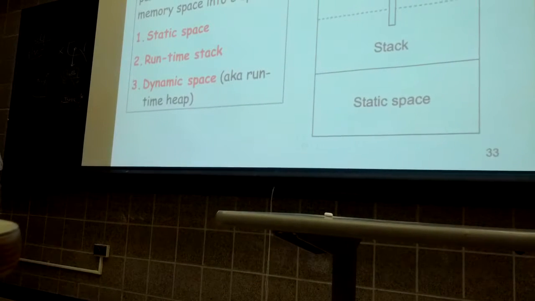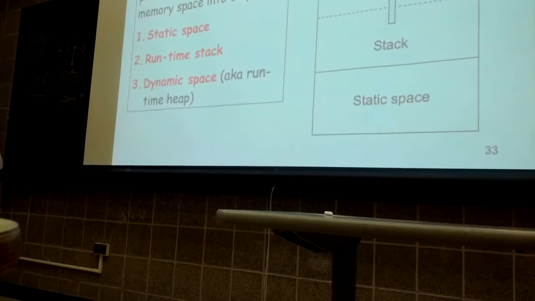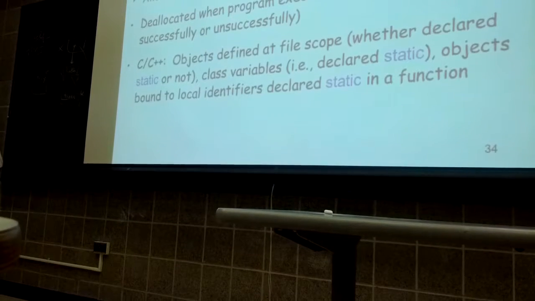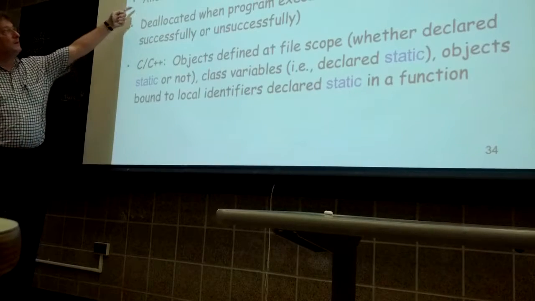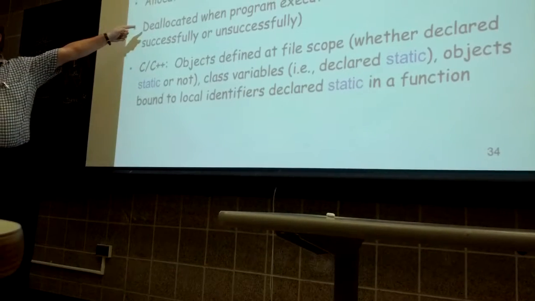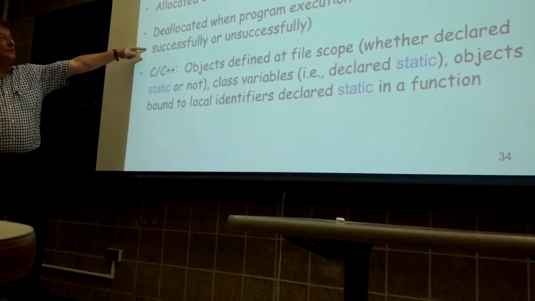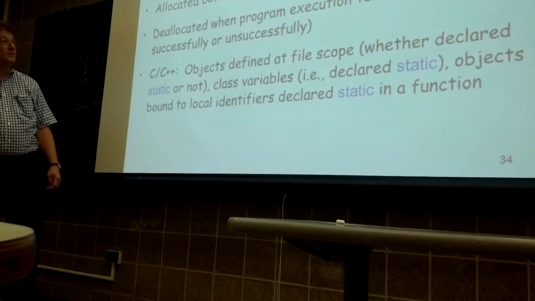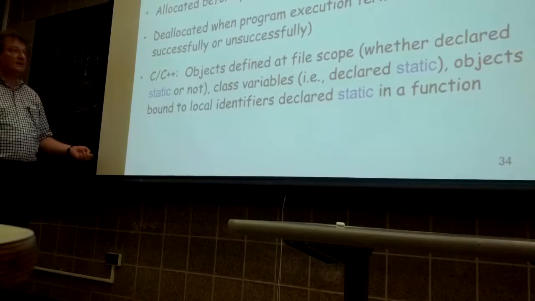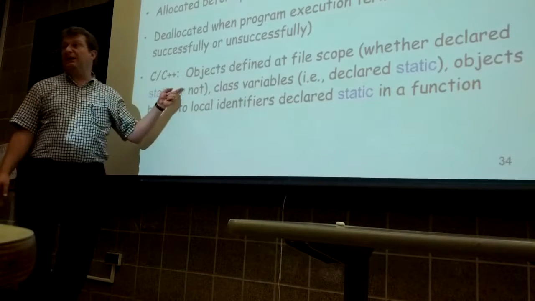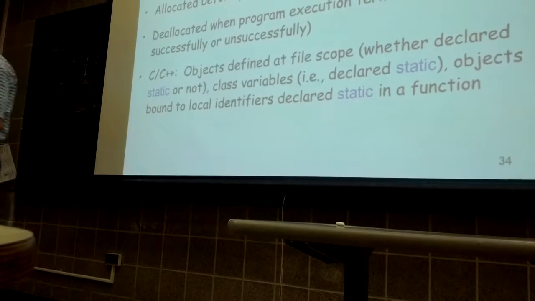And then there is the stack. All right, let's go slowly. Static space is used for objects whose lifetime is the entire program execution. It's allocated before the program starts execution, and deallocated when the program execution terminates, whether it crashed or it completed successfully. What objects are allocated in static space in C and C++?